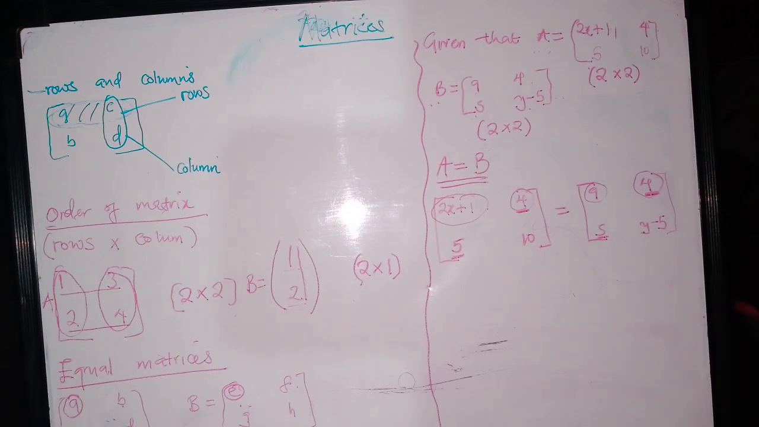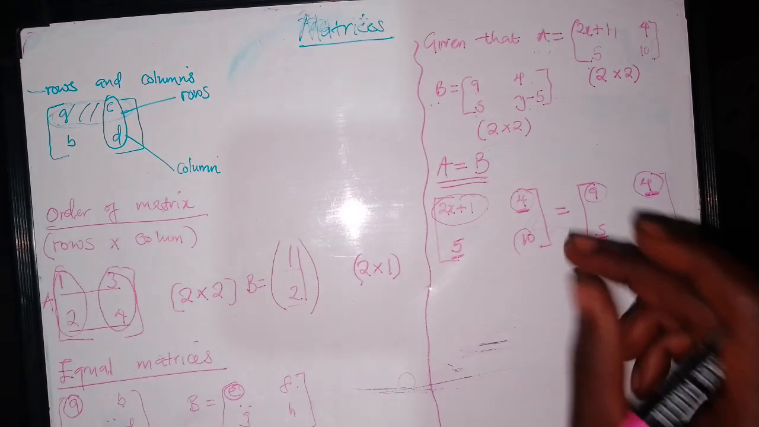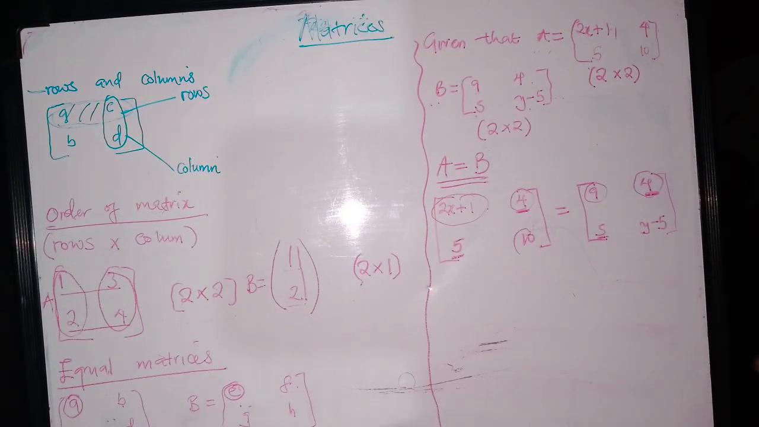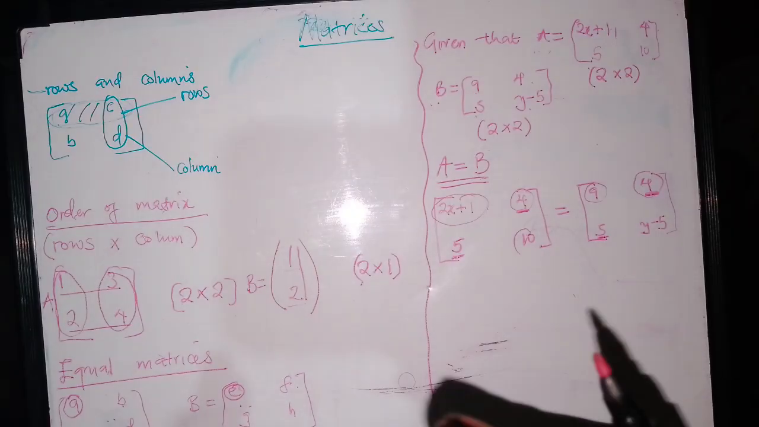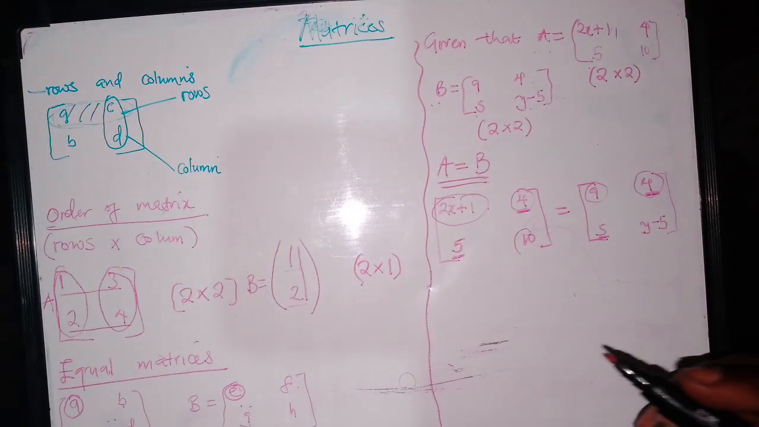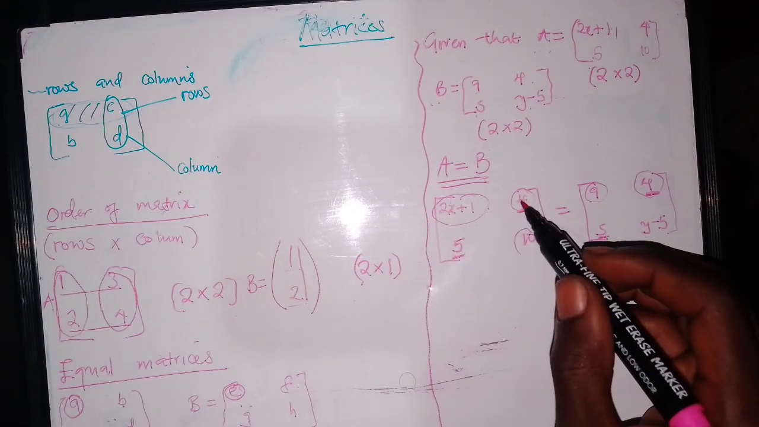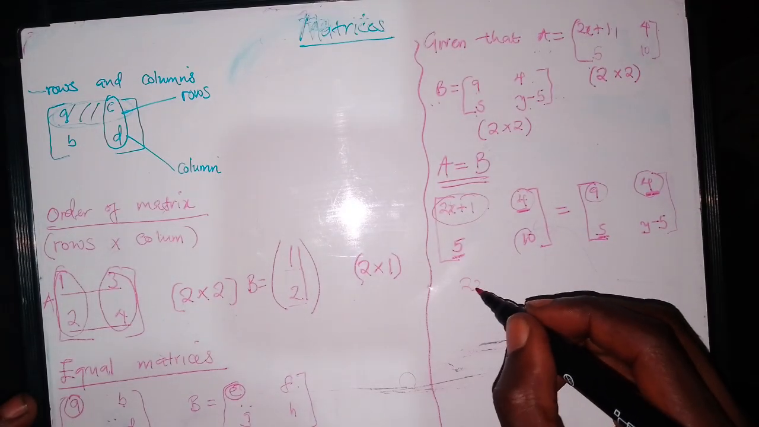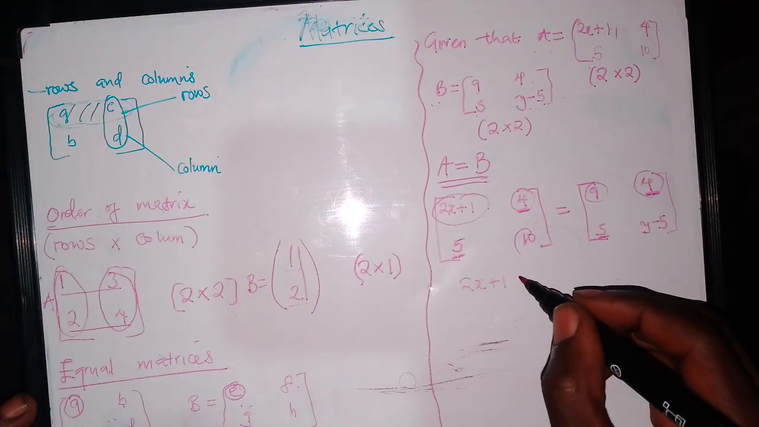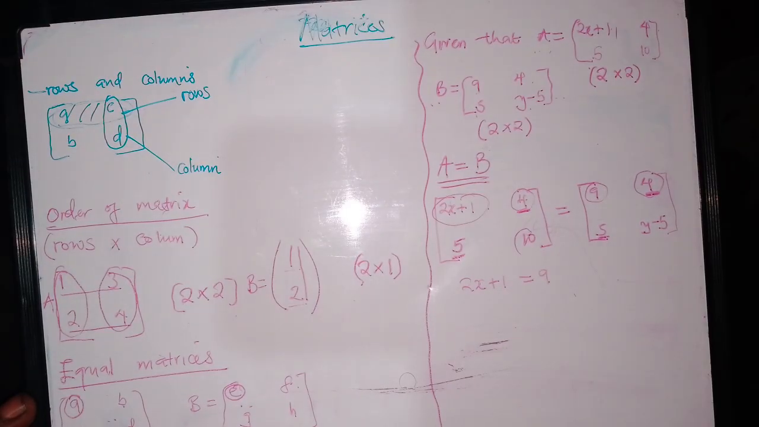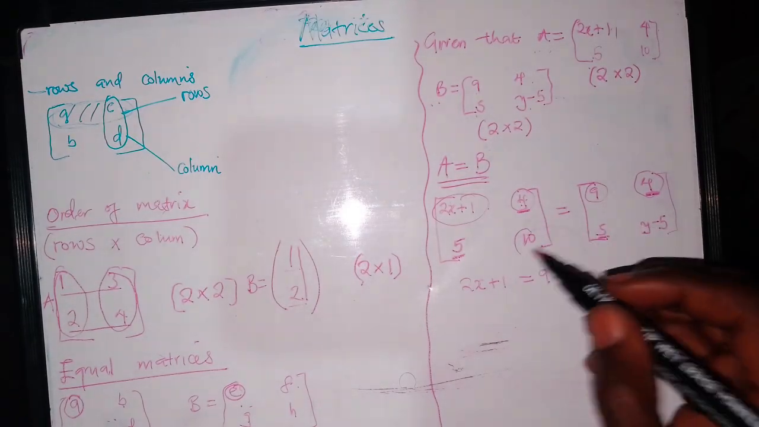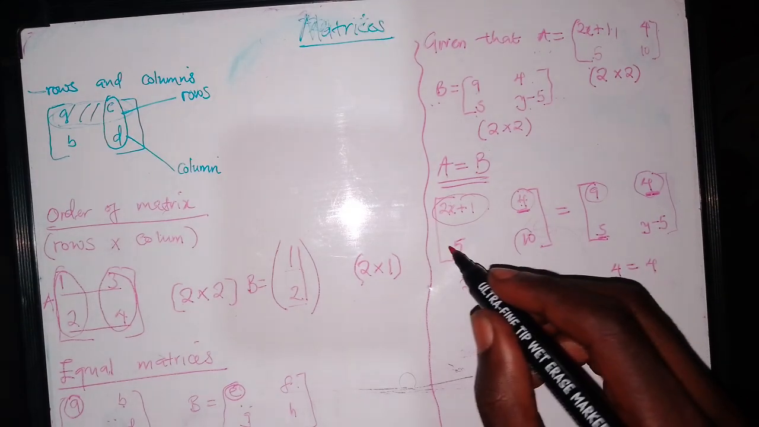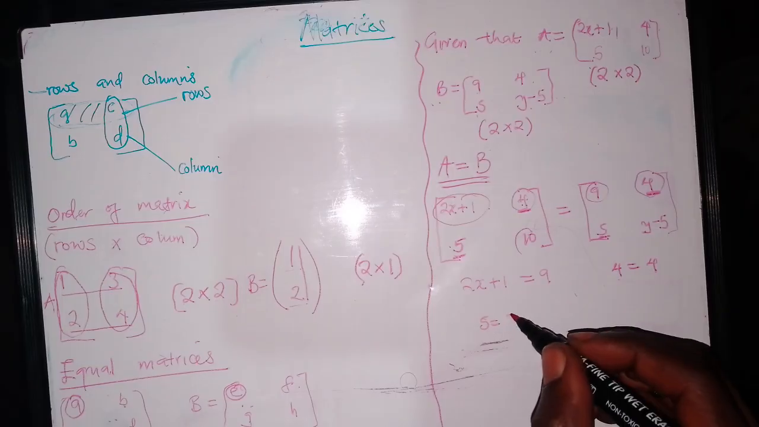So meaning if we have 10 here, your answer after subtracting here should give you what? 10. And here also it should give you what? 9. So now since these are equal to each other, you can say 2x plus 1 is equal to what? 9. Then you can go again and say 4 is equals to 4. Again, you say now 5 is equals to 5.